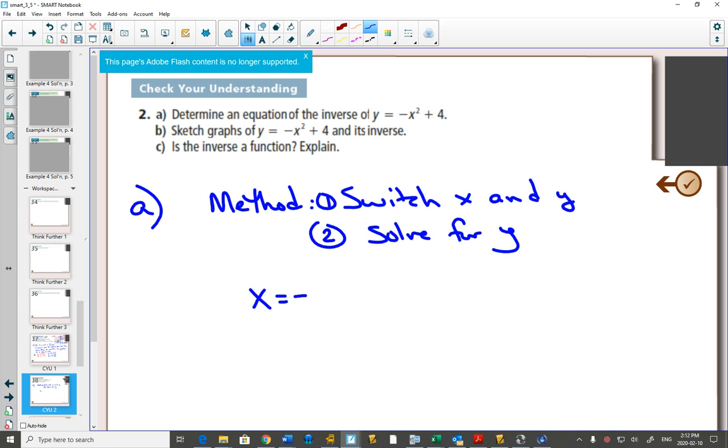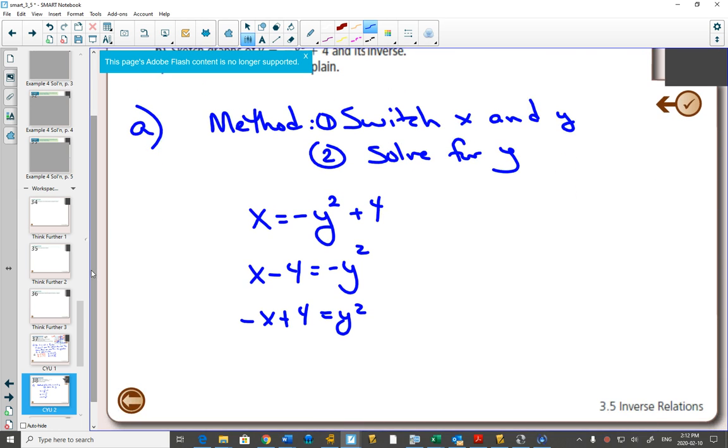us x equals negative y squared plus 4. And then you have to see if you can get y by itself. So what you might do here is you might move the 4 over. How would you get rid of the negative in front? Multiply both sides by a negative. And when you square root both sides, you have to remember the plus or minus. Plus or minus the square root of negative x plus 4.